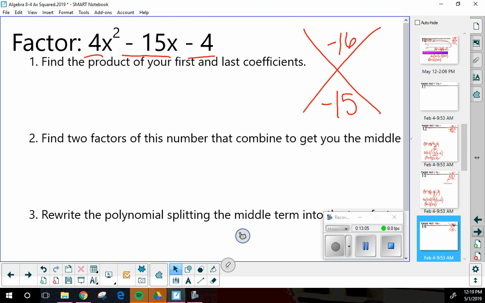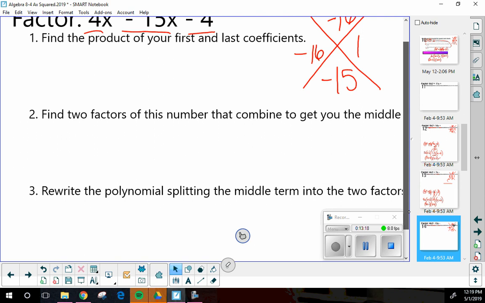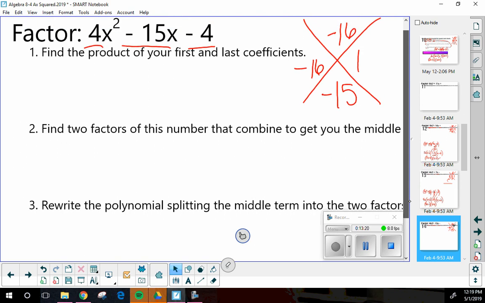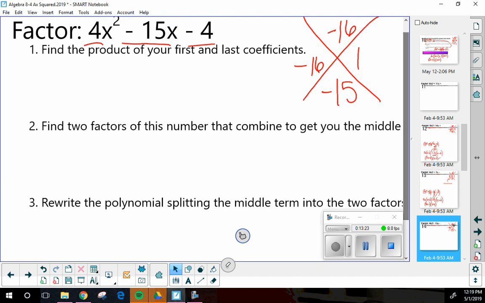And the two numbers that when you multiply them together, you get negative 16, and when you add them together, you get negative 15, are negative 16 and 1. So now I'm going to rewrite the polynomial, splitting the middle term into the two factors. And so that's going to leave me with 4x squared. That's what my polynomial starts with. I'm going to put minus 16x. And then I'm going to put a plus x, and then end with the minus 4.